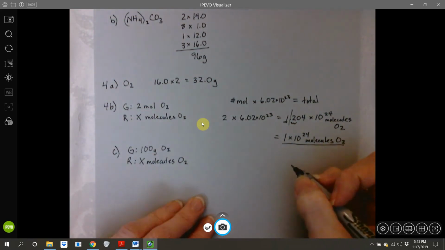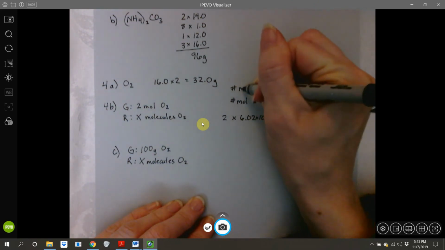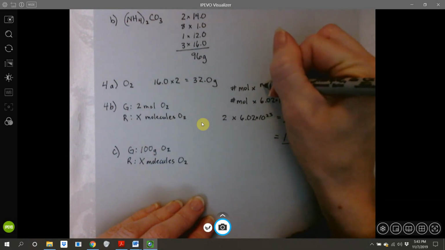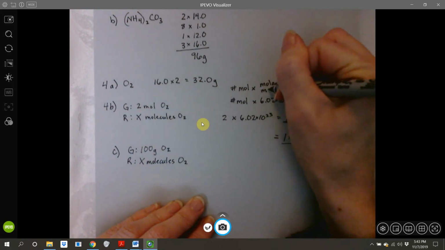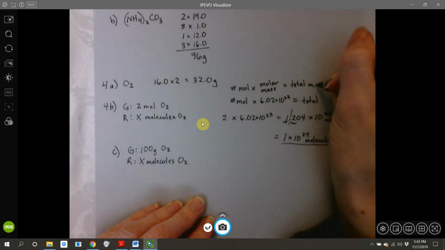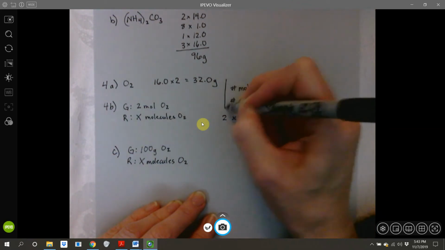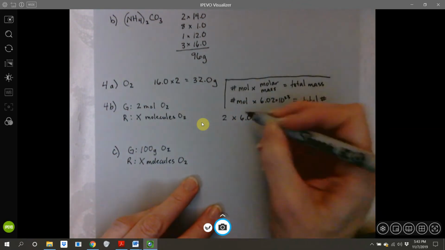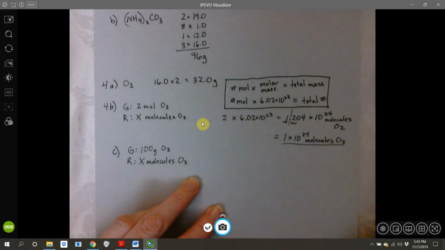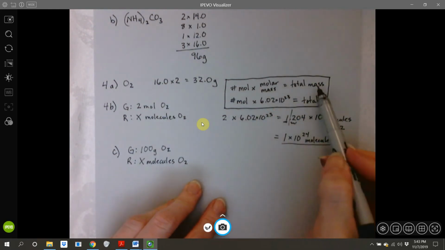So our statement that is handy, maybe I'll write it up here, number of moles times the molar mass from your periodic table equals your total mass, your total number. Okay, so I'm just going to put a little box around this. If you know these two relationships, you can do all of the conversions that are necessary for this unit. So let's use this top one.